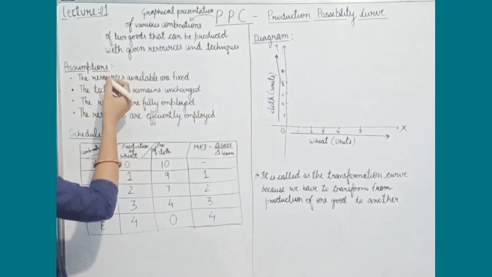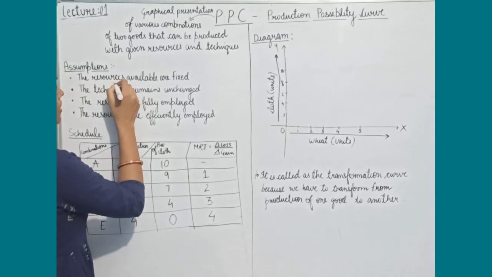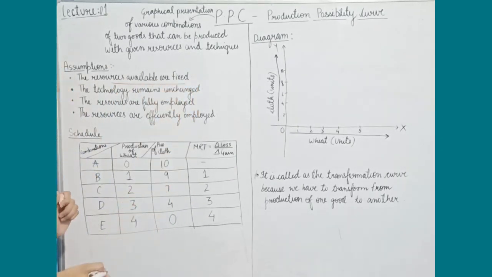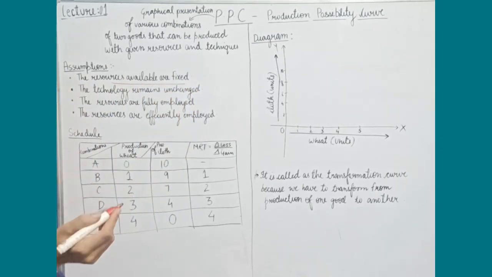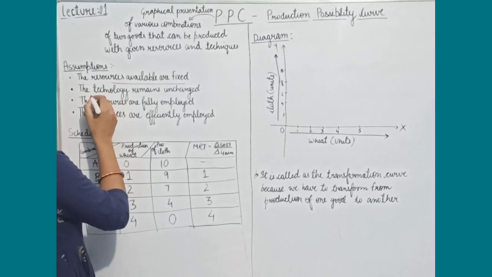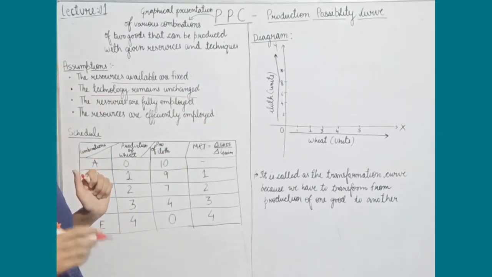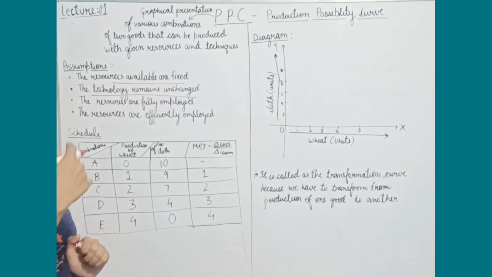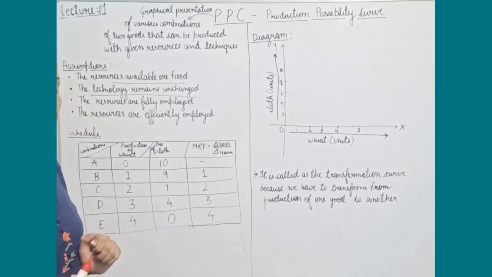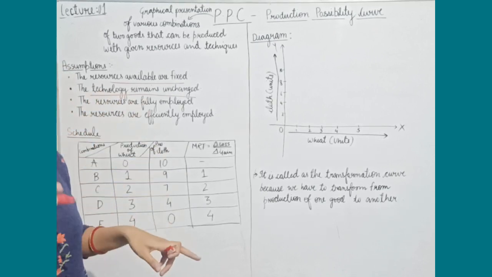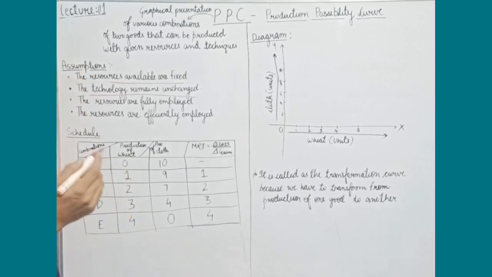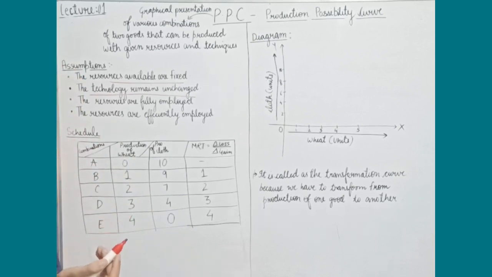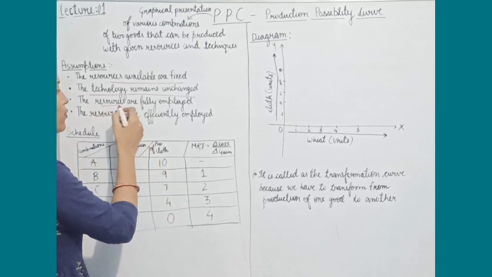Clear? So the basic assumptions are: the resources here are fixed, which means they cannot be changed. Next, the technology remains unchanged. The technology is constant. Technology means which type of technology we are using in the production process, so it remains unchanged. Next, the resources are fully employed.